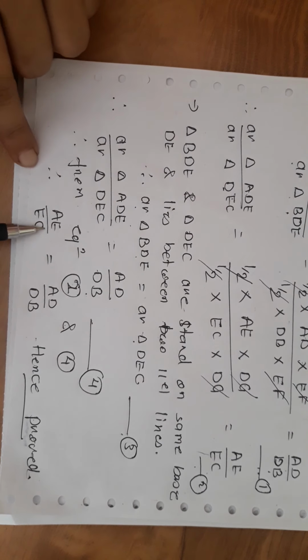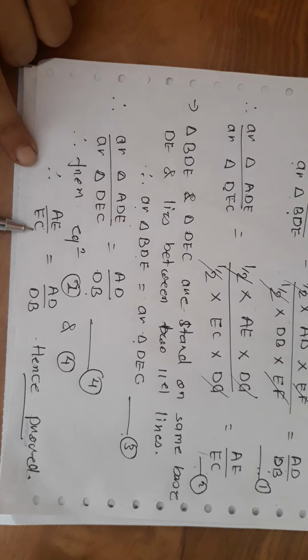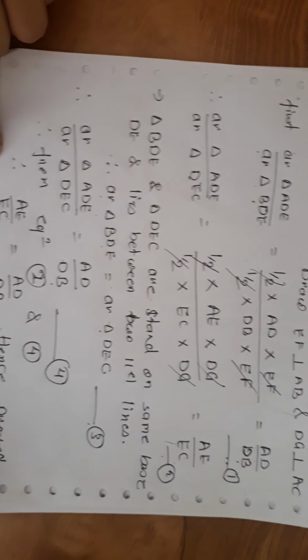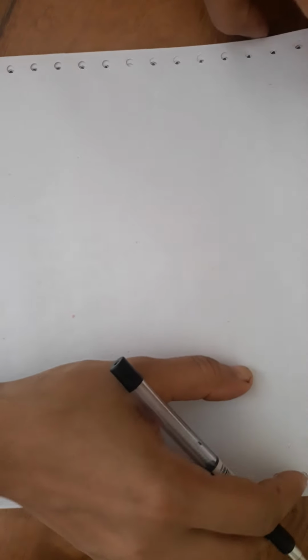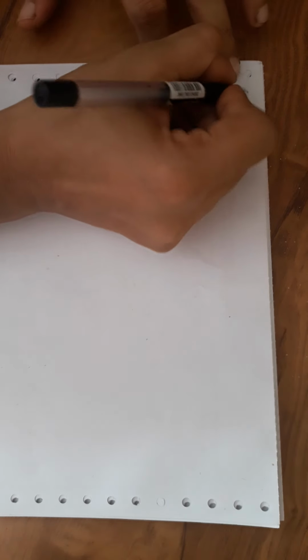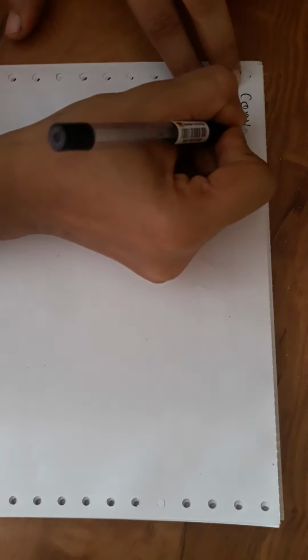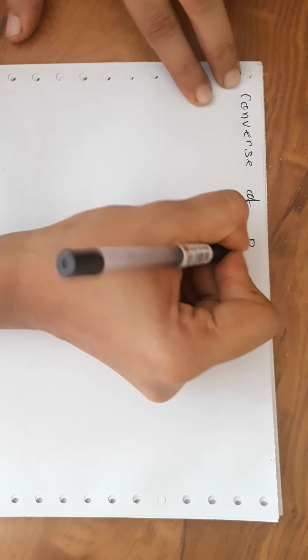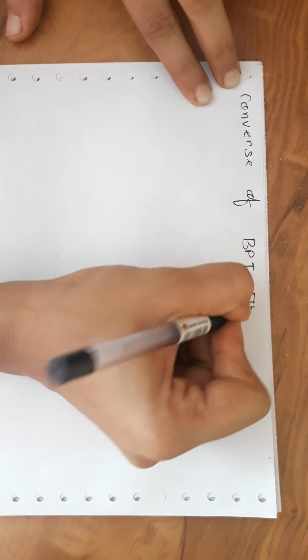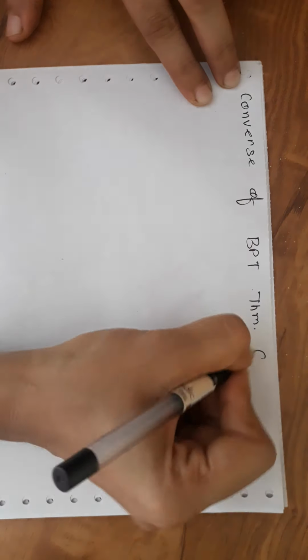So the other two sides are divided in the same ratio. This is the BPT theorem. Next we prove the converse of the BPT theorem. The BPT theorem as well as its converse are very important in this chapter. So let's start the converse of the BPT theorem, which we can also call Thales theorem.